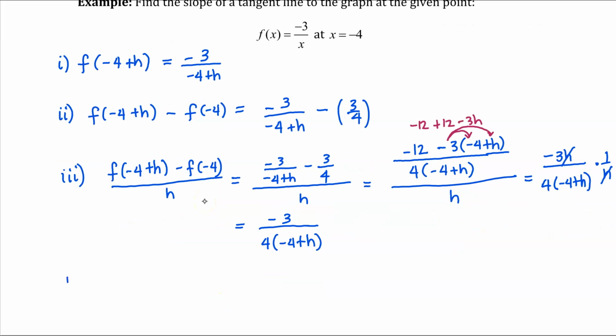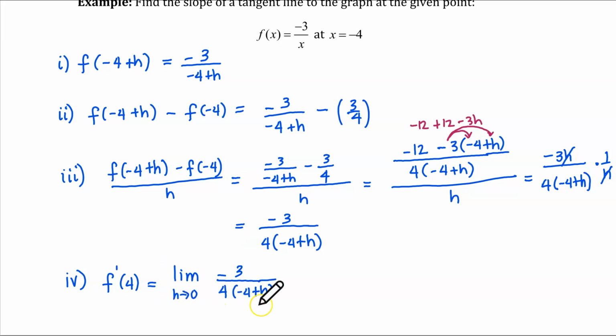Then finally, the slope at the given point is f prime at -4, which is just equal to the limit of the expression here as h approaches 0. So now this difference quotient is just equal to the expression here. So we take the limit of negative 3 over 4 times negative 4 plus h as h approaches 0.